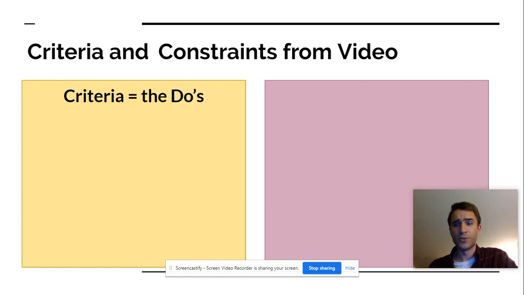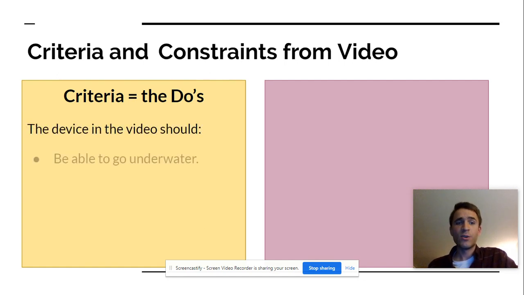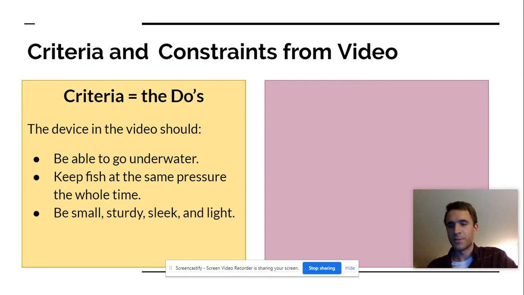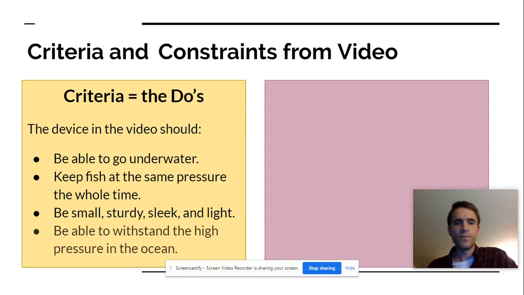The criteria are the do's, right? So what did the device have to do to be successful? Well, the device in the video should be able to go underwater. It should keep fish at the same pressure the whole time, so they don't explode or die. It should be small, sturdy, sleek, and light. That's what one of the engineers said at one point in the video. And it should be able to withstand the high pressure in the ocean. So when it's really deep in the ocean, it shouldn't be crushed. It should be able to withstand that pressure.